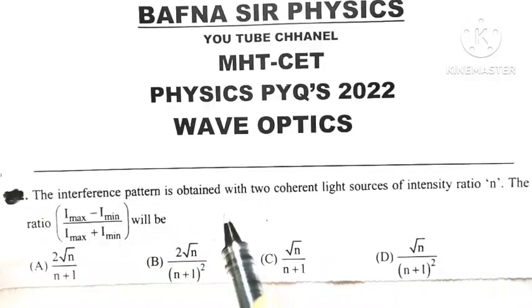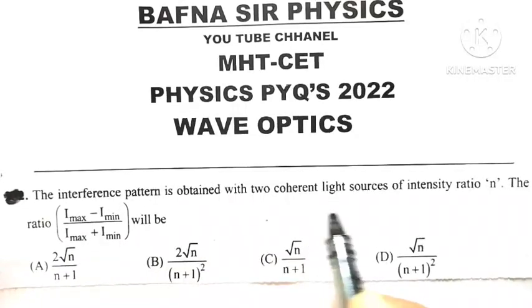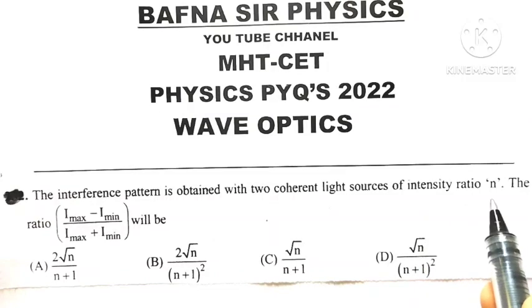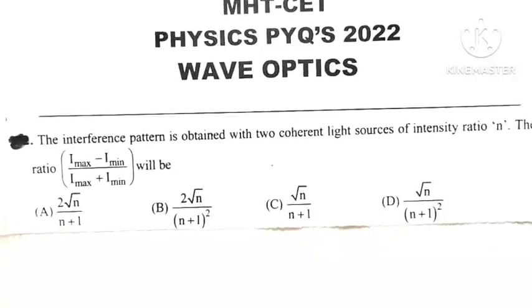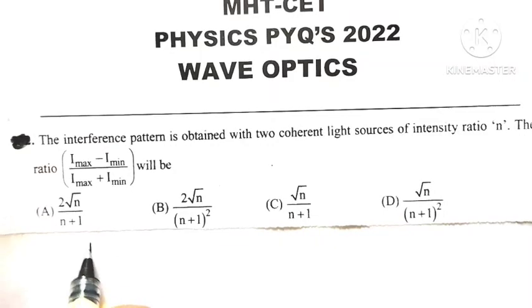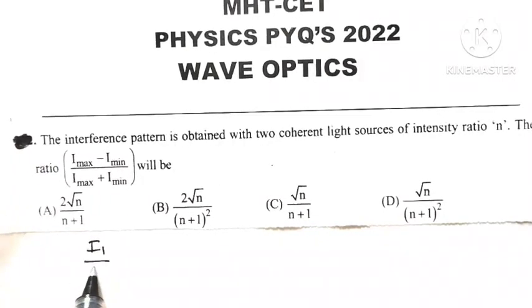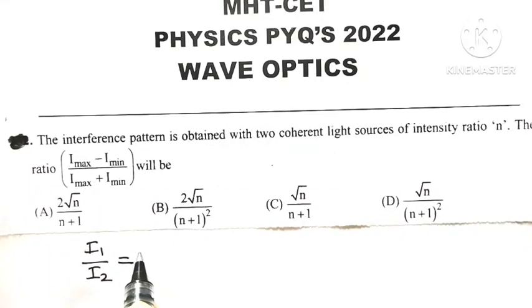The interference pattern is obtained with two coherent light sources of intensity ratio n. Let us consider that the first source is of intensity I1 and the second source is of intensity I2. Then we are given I1 upon I2 is equal to n.